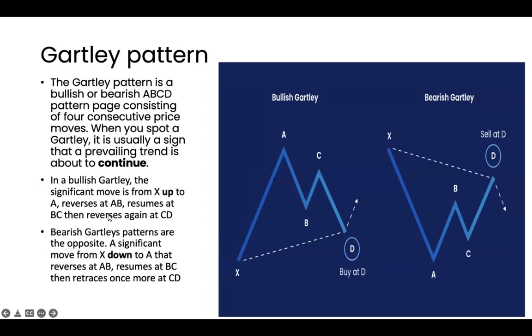All right. In the bullish Gartley, the significant move is from X up to A. Reverses at, that's all that we've said. Bearish Gartley patterns are opposite, just the same thing we said. All right. This is just what we described here in written form. And this is clear enough.